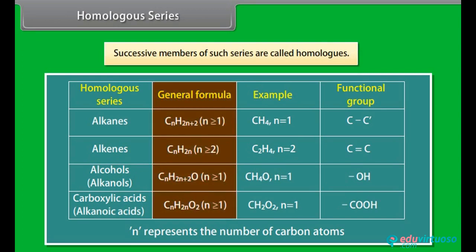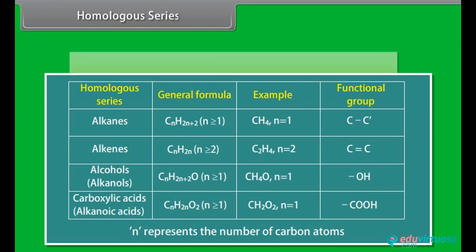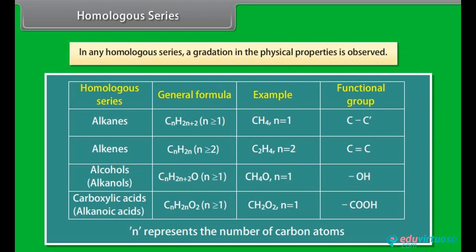Even though the general formula remains constant in a homologous series, specific members of the series may have different structures and properties. However, the reactivity usually remains the same. In any homologous series, a gradation in the physical properties is observed. This gradation occurs due to the increase in the melting points and boiling points along with increasing molecular mass of the compound. Nomenclature of carbon compounds.